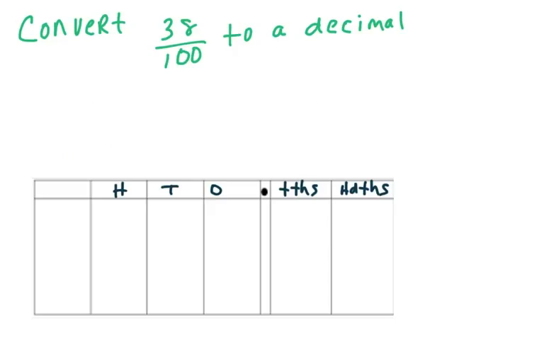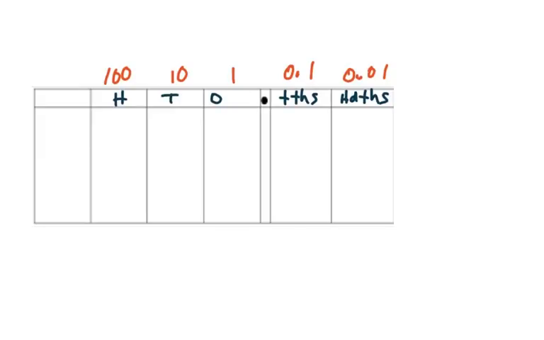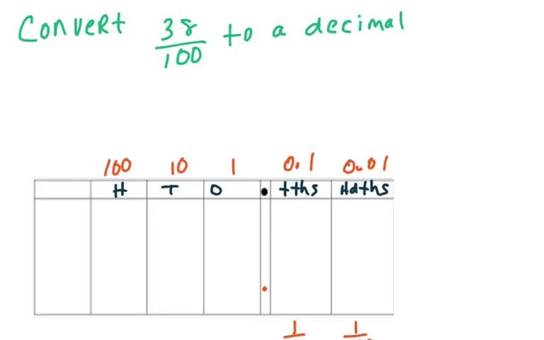So here's another one. Same thing I'm going to do, guys. 100, 10, 1, 1/10, 100th. I always put this on every place value chart that I have when I'm working with decimals to fractions or fractions to decimals. And then the only thing I do, 38/100ths.